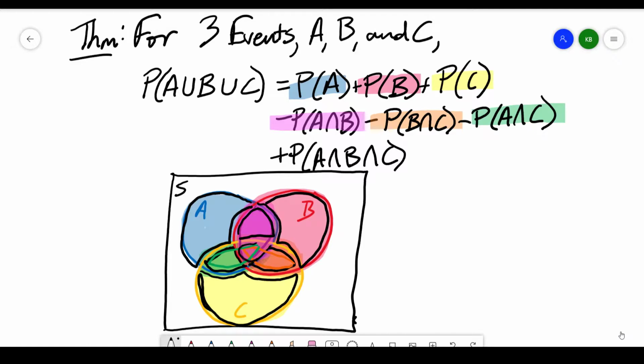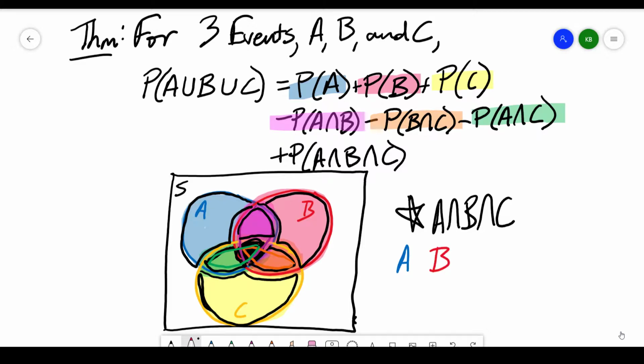Now, the elements right in the middle here, everything in that center. All right, so the center. A intersect B intersect C. Let's take a look at what happened to those elements. So when I took the probability of A, they got added in. When I took the probability of B, they got added in. When I took the probability of C, they got added in. When I took the probability of A intersect B, they got subtracted. When I took the probability of B intersect C, they got subtracted. When I subtracted the probability of A intersect C, they got subtracted.